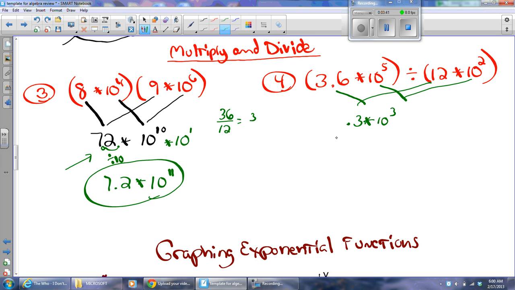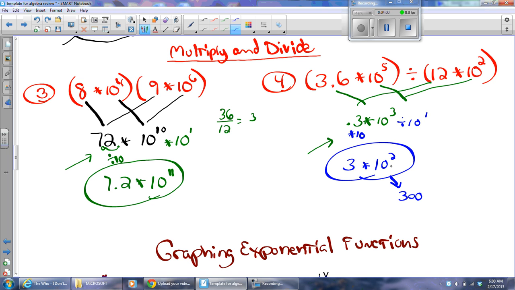Okay, taking a look, I am not in scientific notation. I'm going to multiply this guy by 10, turning him into 3, which means I have to divide by 10 over here, and that'll turn him into 10 to the second power. All right, now by the way, just to make this answer make sense, that's 300, isn't it? 10 squared is 100 times 3, 300. That's all that answer is.